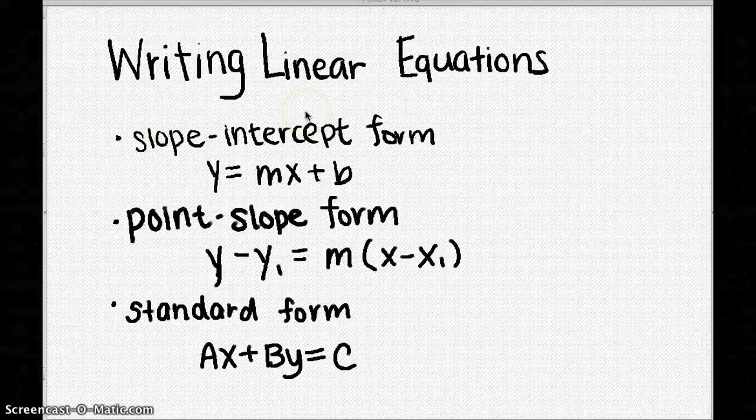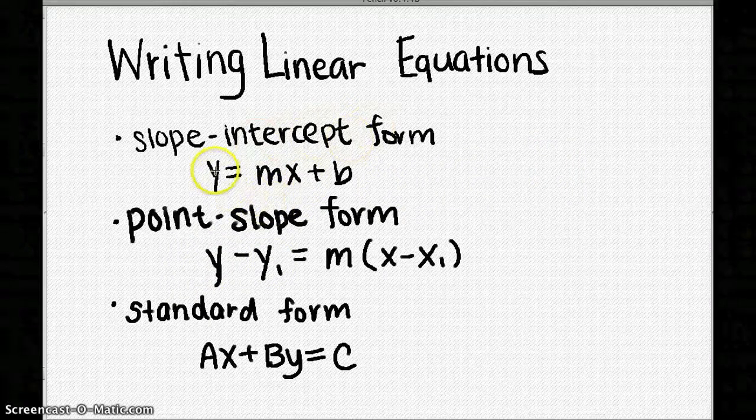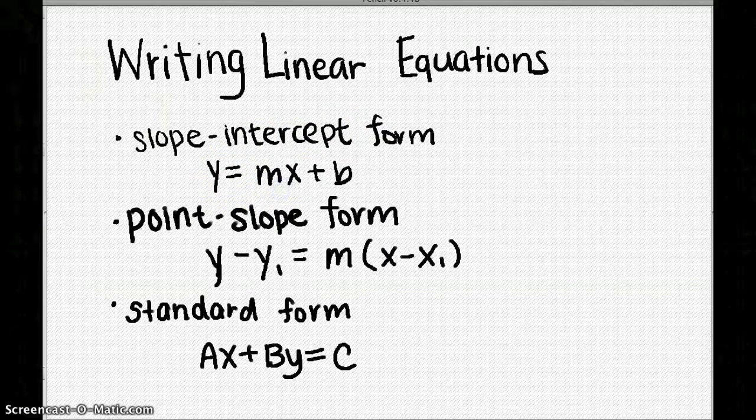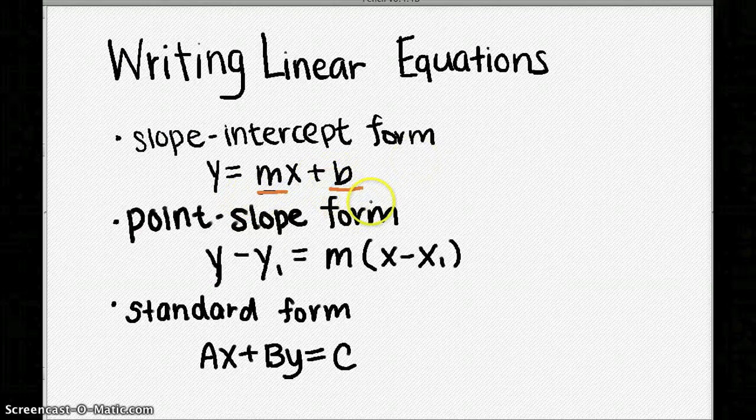Today we'll be talking about how to write linear equations. There are three basic forms of a linear equation. The first one is slope-intercept form, which is y equals mx plus b, and m, right here, is the slope, and b is the y-intercept.